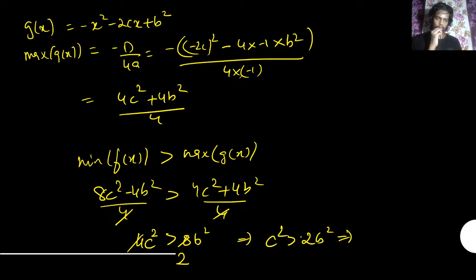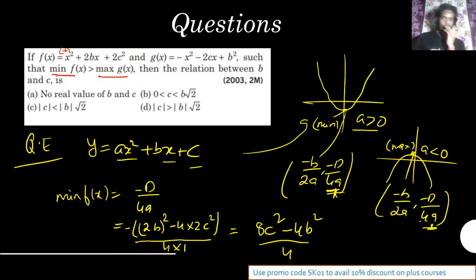Take the square root on both sides. If you take the square root, you will have to apply a modulus. Mod c is greater than 2 mod b. Okay, mod c is greater than not 2, but root 2, because you have taken a square root. And if you see, the answer is D: mod c is greater than mod b root 2. Okay. Fine. I hope that was clear. The key point to remember is that the maximum or minimum value of a quadratic equation exists at minus d by 4a, and it totally depends on the leading coefficient whether it will be a maxima or a minima.